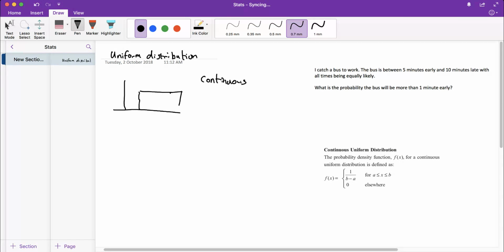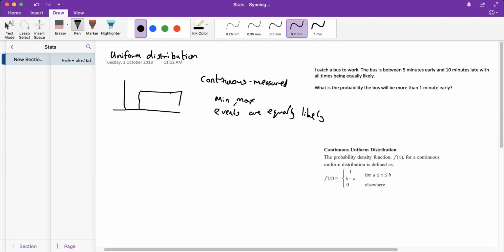Therefore it's been measured. And the only information they're going to give you is a minimum and a maximum. And hopefully they will tell you that every event is equally likely, but they may not. They may just tell you the minimum and the maximum.